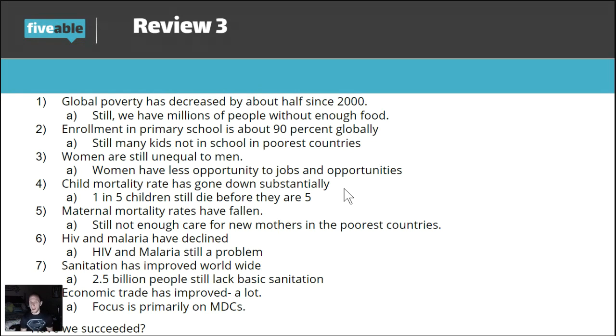You look at a city like Lagos in Nigeria, for example, and if you look at the Daily Conversation on YouTube, they have an awesome megacities series, and if you look at their megacities video on Lagos, you'll see the problems with sanitation in some of these fast-growing cities. And then economic trade has improved a lot, but the focus is still on how MDCs can benefit economically.